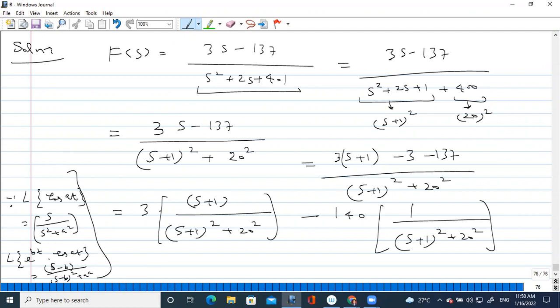So now here it is s plus 1, so it means minus will be there. So it will become 3 into e to the power minus t into cos of 20t. The a value is here 20. Like this you can convert now. Minus 140 into, so this will work as sine, but s plus 1 is there, so e to the power minus t into sine of 20t. Now tell me, can you do this or not?